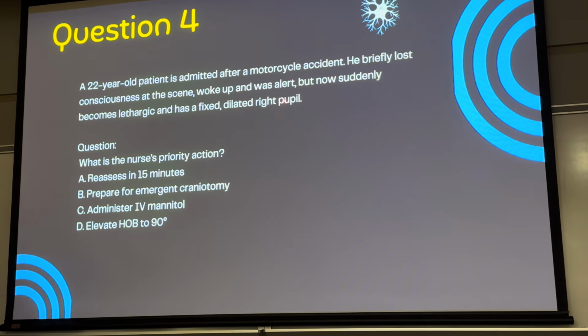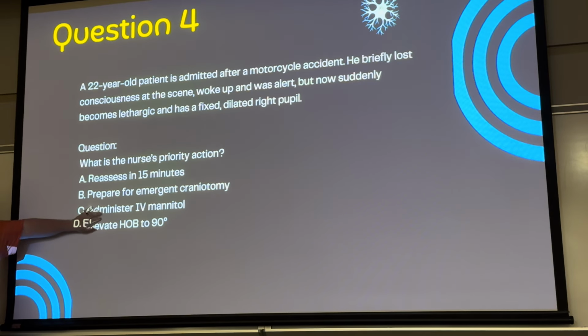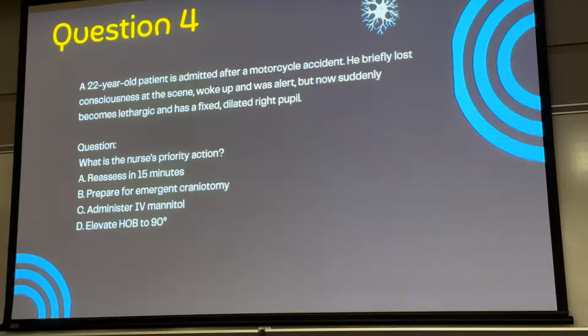He briefly lost consciousness and then woke up alert. So remember, a brief loss of consciousness followed by a lucid interval. I have that one fixed dilated pupil at the side of the injury, so on that right side. Remember, this is an emergency. This is an arterial bleed. I don't need to wait another 15 minutes and see if he gets better or not. I've got to do some immediate intervention. Administer IV mannitol? That's not going to do me a whole lot of good because I'm bleeding within my epidural space. Elevate the head of the bed? I like that, it decreases ICP, but I need to prepare for emergency craniotomy. That's going to help my patient the most.